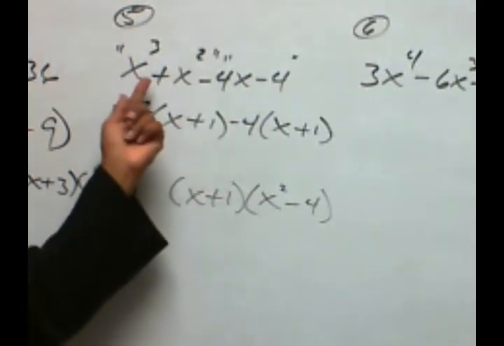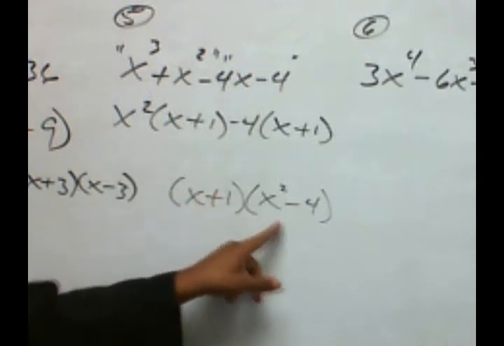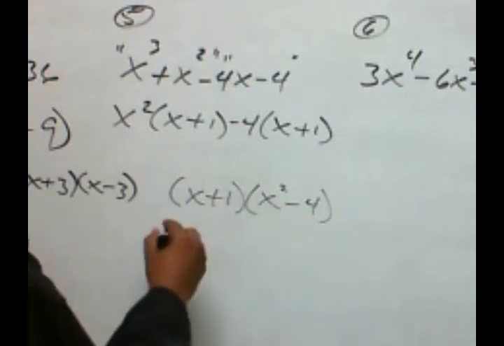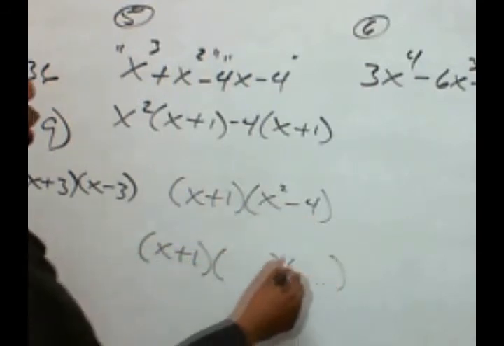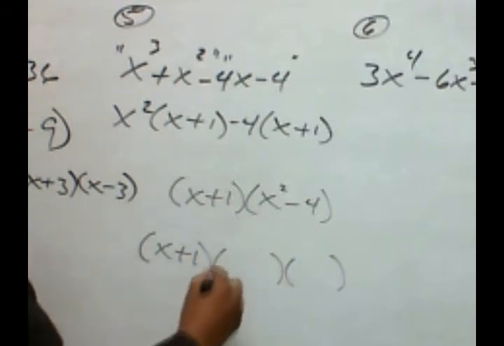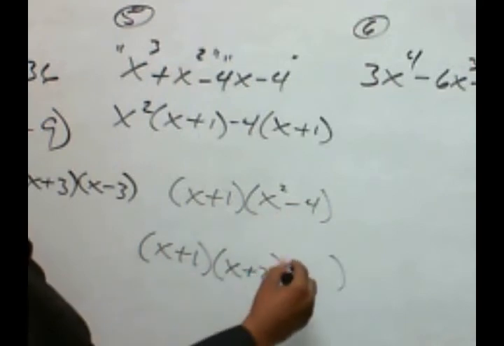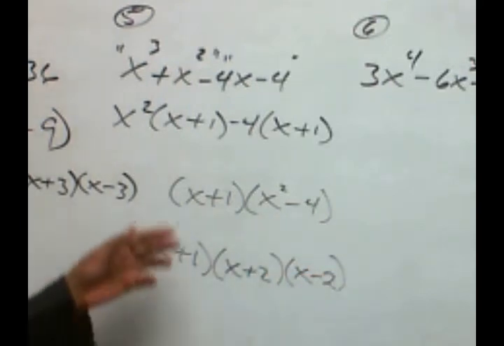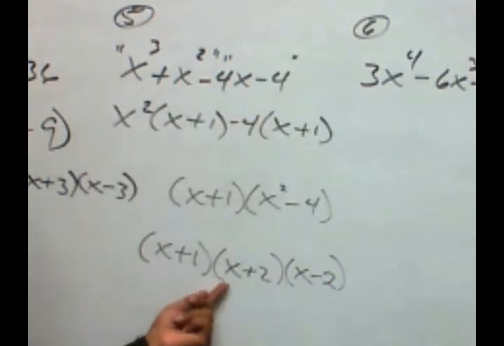So now we've turned this 4-term polynomial into two binomials. But this binomial is a difference of two squares. So I can factor this into conjugates as well. So this will be x plus 1, and I will get two binomials out of this difference of two squares, which will be x plus 2, taking the square root of both terms, times the conjugate x minus 2. So, factoring completely, this 4-term polynomial used to be 3 binomials before multiplication.